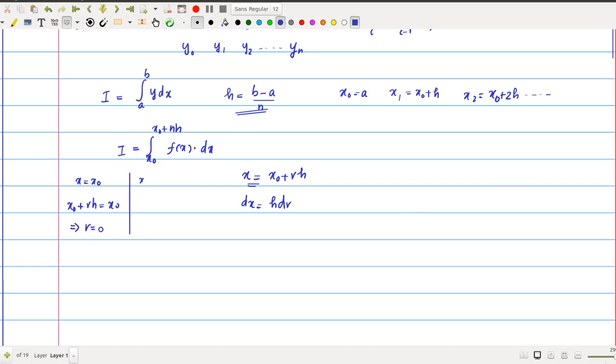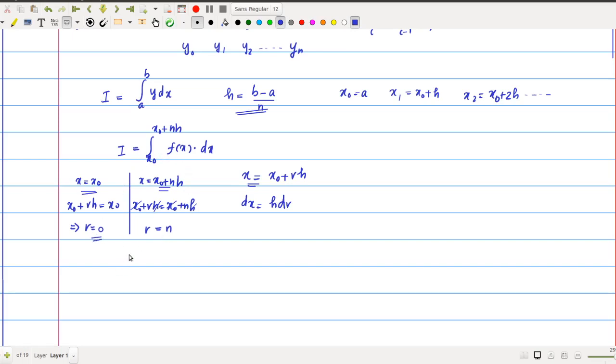And if we set x equal to x0 plus nh, then x0 plus rh is equal to x0 plus nh. From this you can cancel x0 and h, and you get r equal to n. So the limit of r is n here, and the integral becomes an integral from 0 to n.